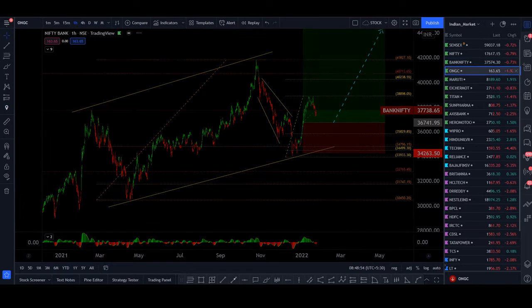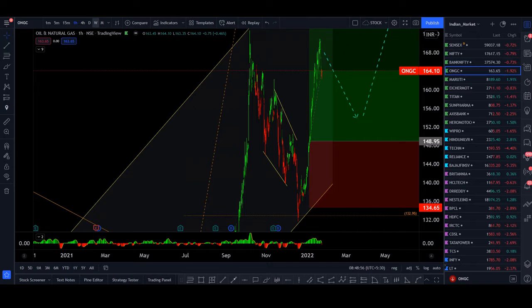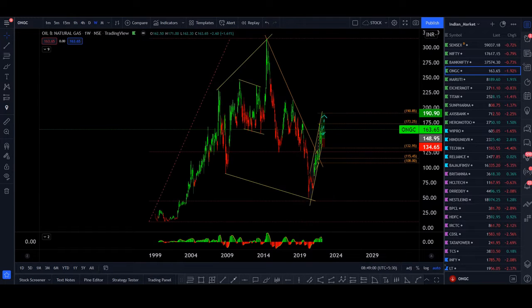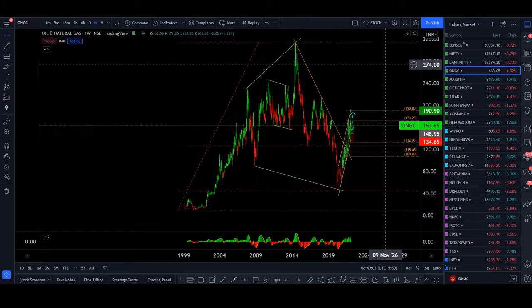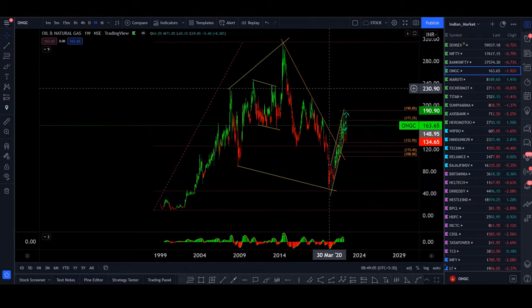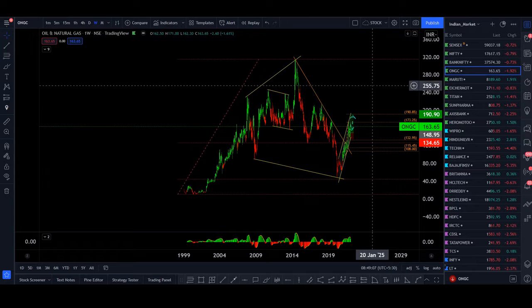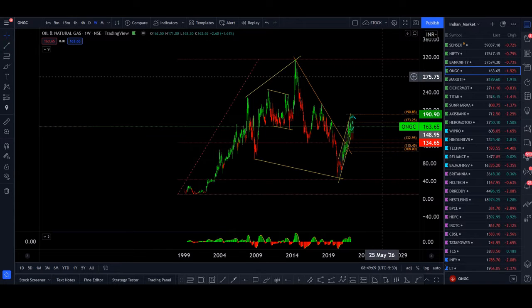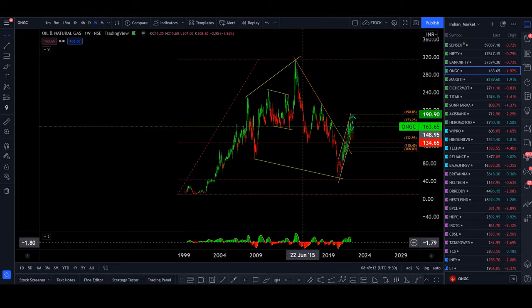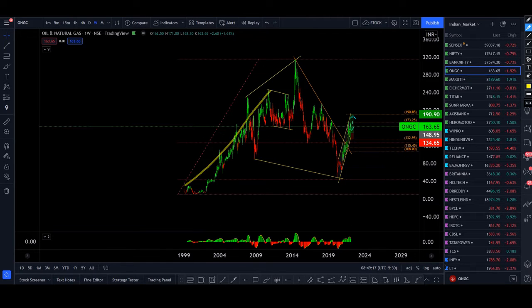Okay, let's move on to ONGC. ONGC is performing well basically. Let me start from weekly. In weekly, this is another pattern which I haven't explained before. Let me go through this. In weekly, you can see an impulsive move. Let me take this back. Sorry.